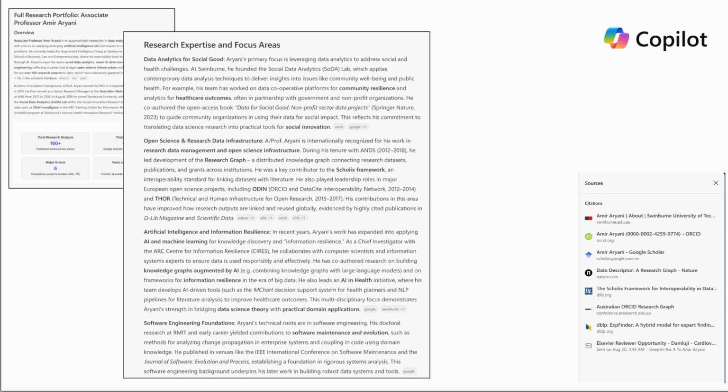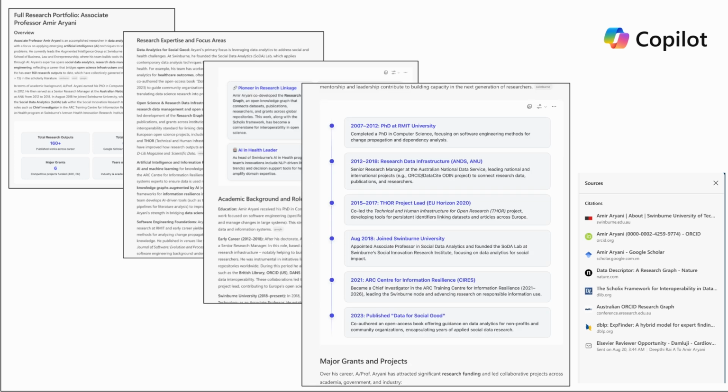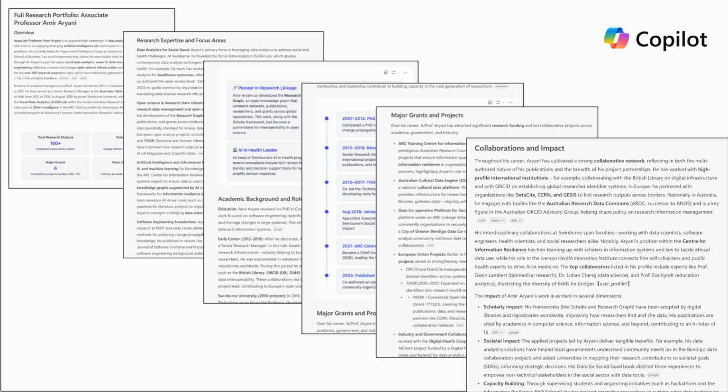It provides research expertise and focus area, much more detailed with proper sources and citations. It has even major research initiatives. It provides a timeline of research that was quite interesting. And it provides the major projects, but all of these projects are the ones that are publicly accessible. The system even provided almost a collaboration and impact statement with quite usable information. It has information about the social impact, the scholarly impact, capacity building. So it is a very good summary.